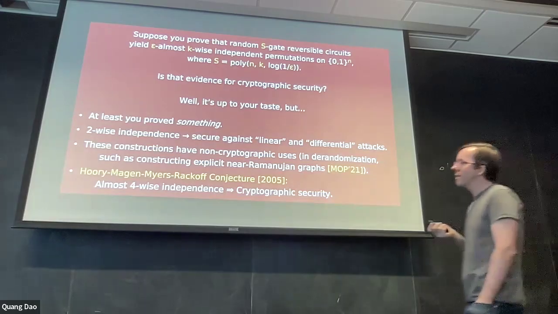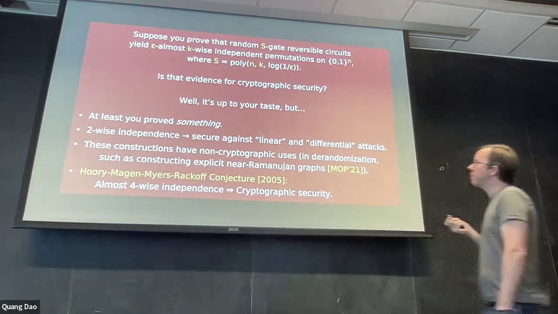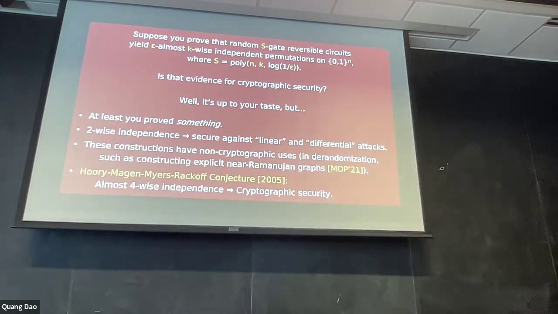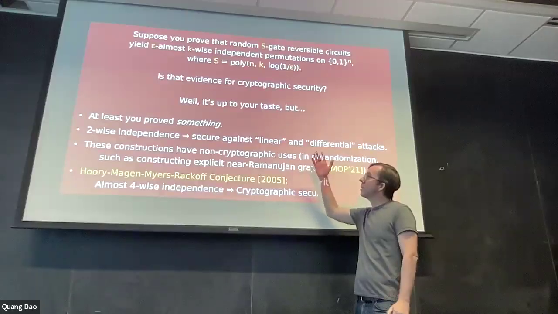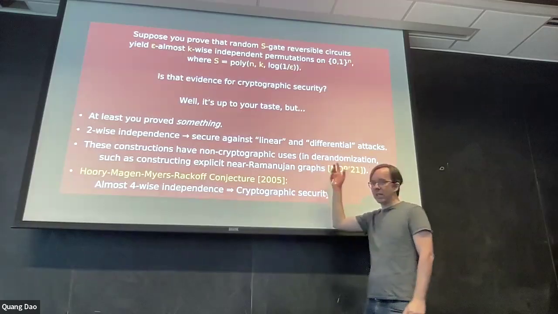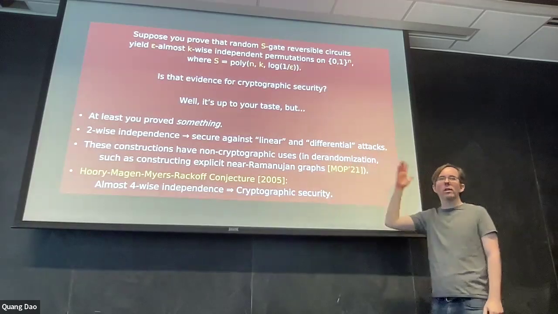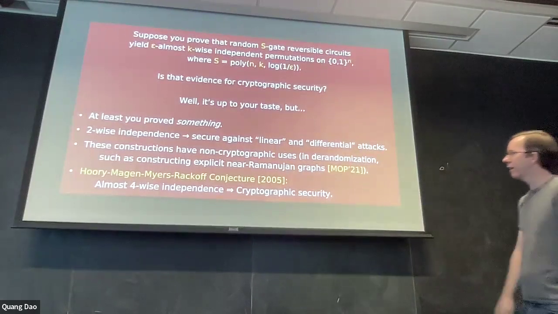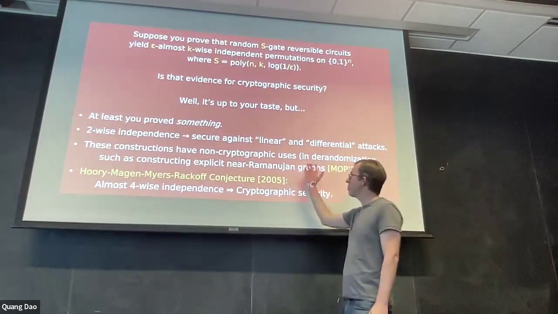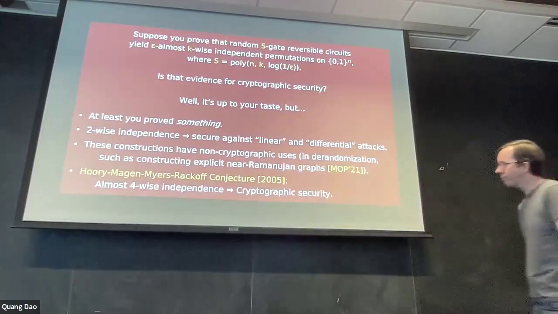I guess two-wise independence provides security against some basic cryptographic attacks, like linear attacks and differential attacks. Also, maybe you care about things other than cryptography, and in fact, these constructions have non-cryptographic uses. Sometimes, for example in the field of derandomization, this is the exact thing you want. You want almost K-wise independent permutations for some purposes, for example, constructing explicit near-Ramanujan graphs.